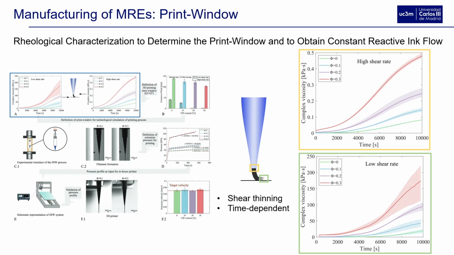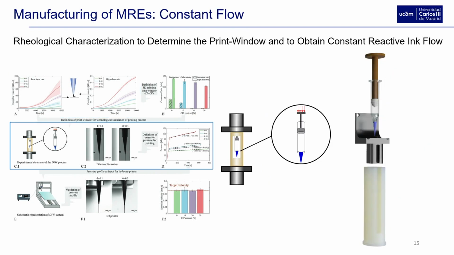One low shear rate scenario, which corresponds to the material being at rest at the printing bed, and then a high shear rate scenario that corresponds to the material being extruded through the nozzle. In each of the states we look for the crossover point, the point at which viscous and elastic properties reach an equilibrium. So in that case we obtain a start printing time and an end printing time that allow us to constantly extrude material through the nozzle.